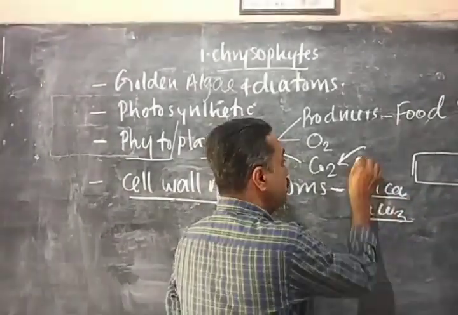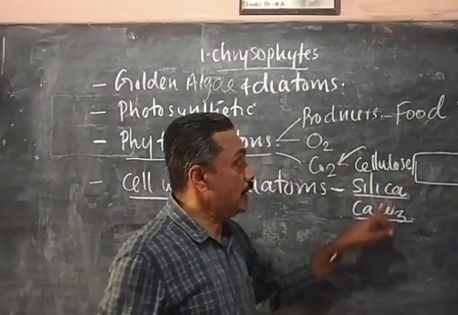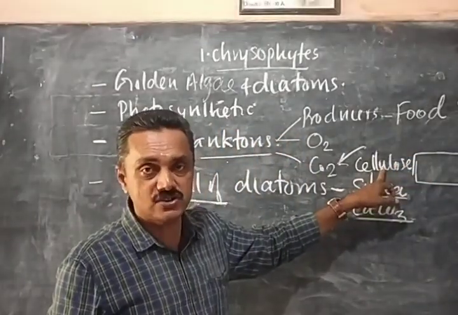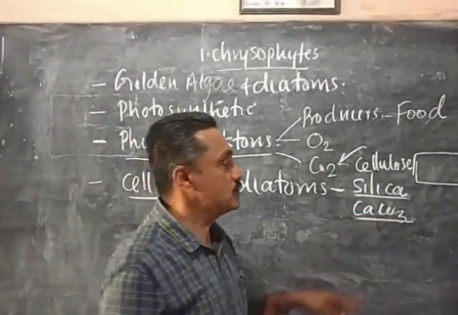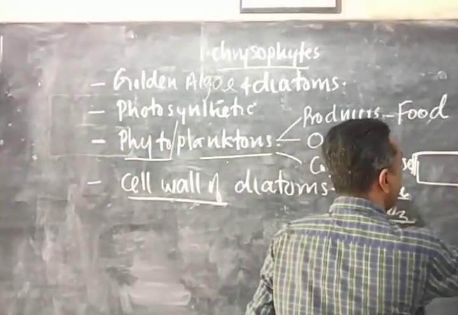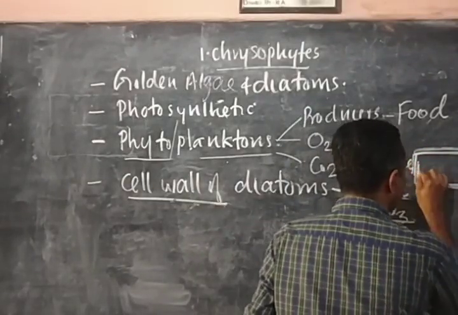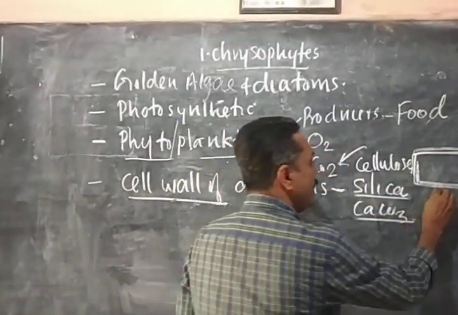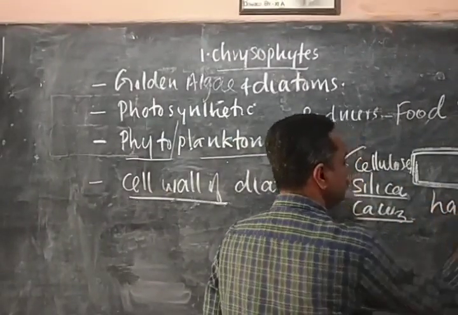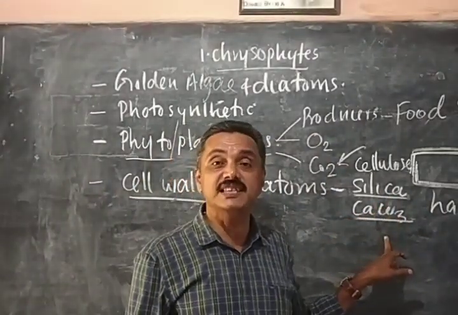Silica. The cell wall is made up of cellulose, as in plants, and it is deposited with silica and calcium carbonate. See, silica and calcium carbonate. So the cell wall is very hard in appearance, by the presence of silica and calcium carbonate.